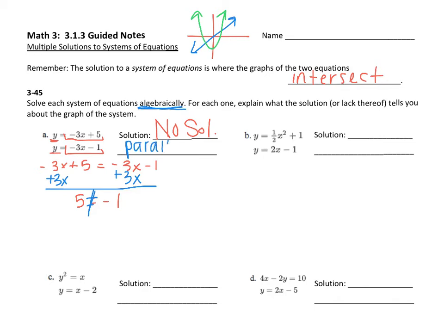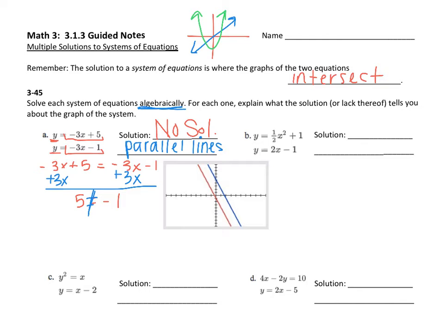So today we're going to be thinking about not just what the solution is to a system, but what the solution means. So having no solution means these two graphs never intersect, and since they're both lines, they have to be parallel. Let me show you a quick graph of this system.